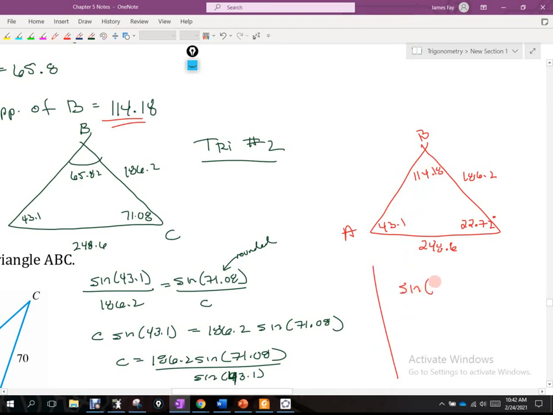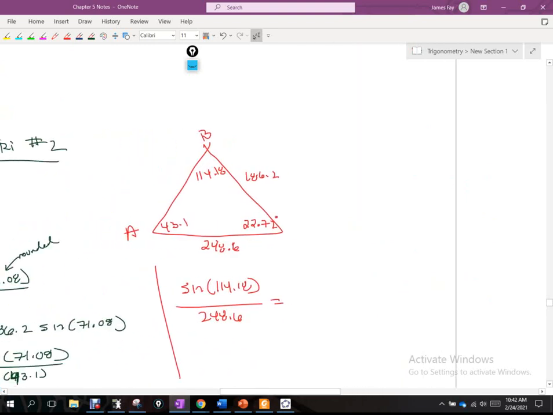So I'm going to go sine of 114.18 over 248.6 is equal then to, again, I'm going to try to avoid using rounded values. So I could say that relationship is true. I could say sine of 43.1 over 186.2 is true. And now we have sine of 22.72 over lowercase c over here. Okay.